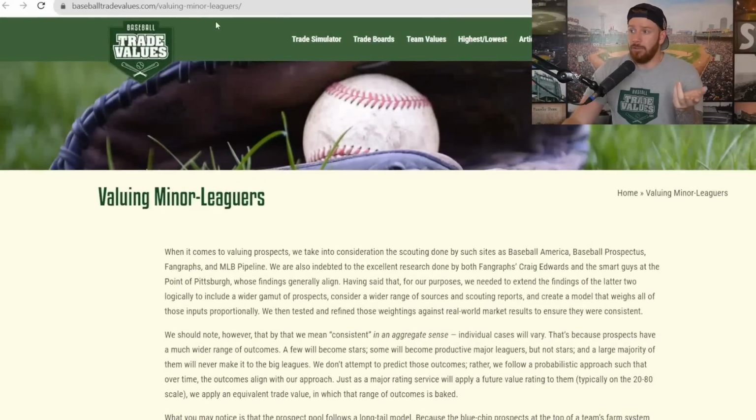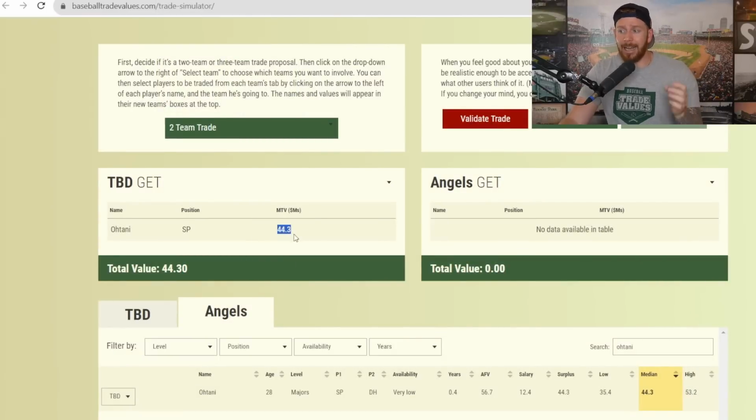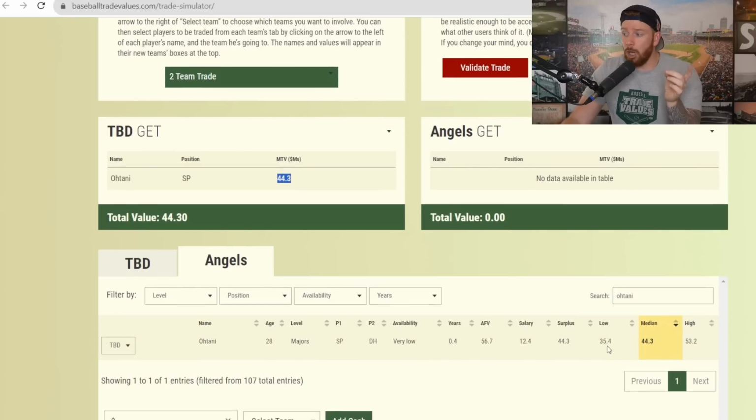And then it spits out the value. So just to give you an idea of Shohei Ohtani, as of right now, you're looking at a median value of 44.3. It could go as low as 35.4 or as high as 53.2. Just to give you a perspective here, that is the highest value ever for a rental. Shohei Ohtani is going to be a free agent after this year, as we all know. So this is a lot for a player that you're only going to have for a couple of months.